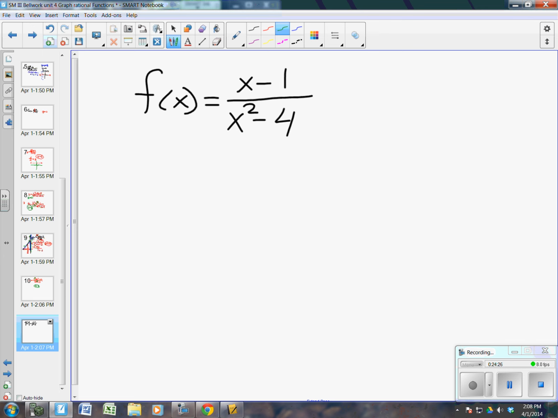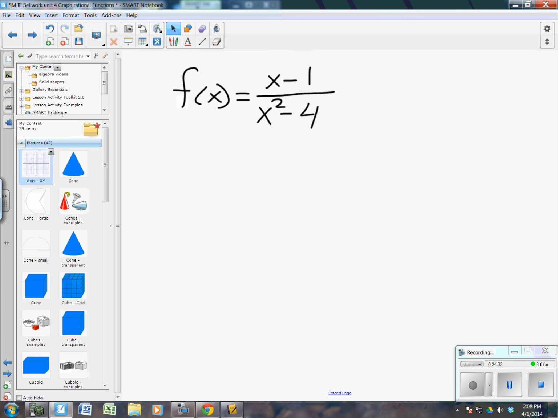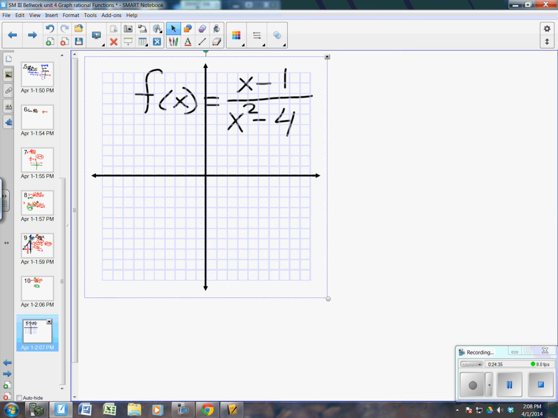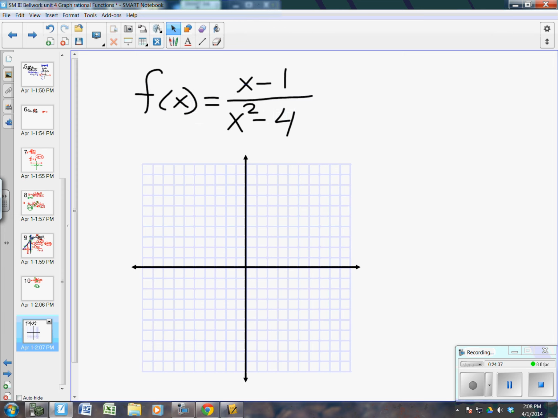Okay, I'm going to give you 30 seconds in your group. Discuss where the vertical asymptotes are going to be. Go. Where are they going to be? How many of you got 2 and -2?